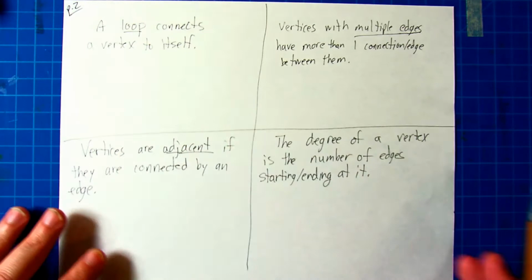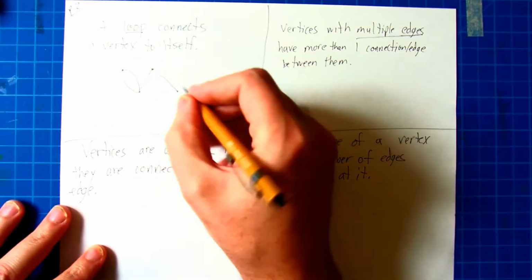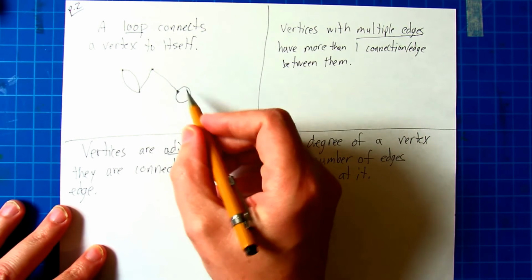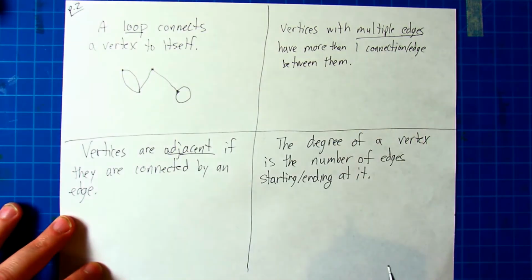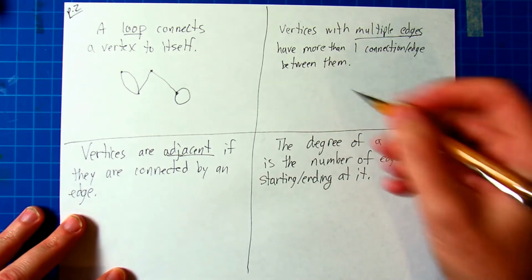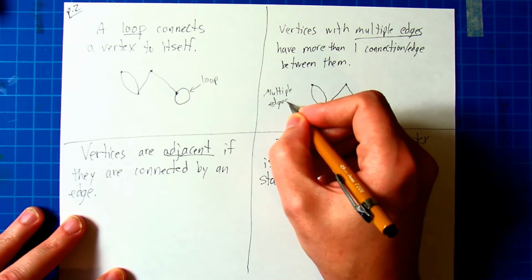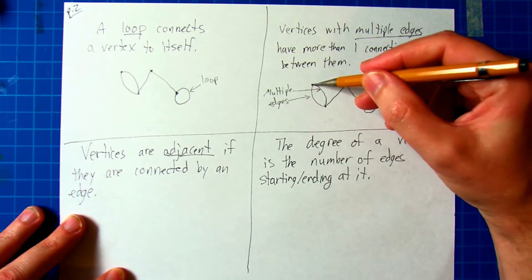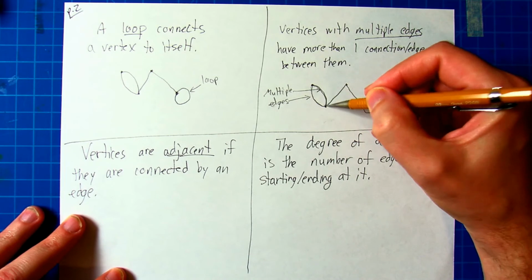A loop in a graph connects a vertex to itself. So if I draw something like this, this vertex down here would be said to have a loop because there's a path that goes around and reconnects to the exact same vertex. Vertices with multiple edges have more than one connection or edge between them. So if I just draw this same picture, these 2 vertices have multiple edges because there's more than one path or edge that connects them like this.